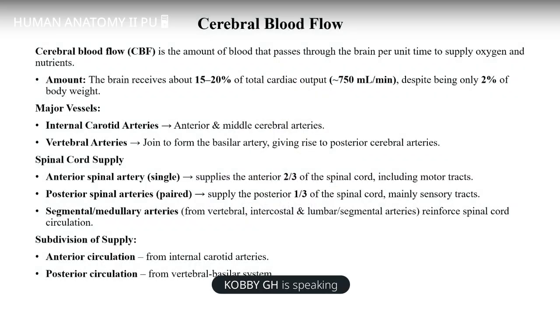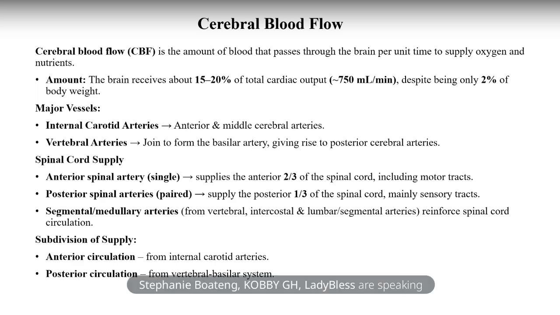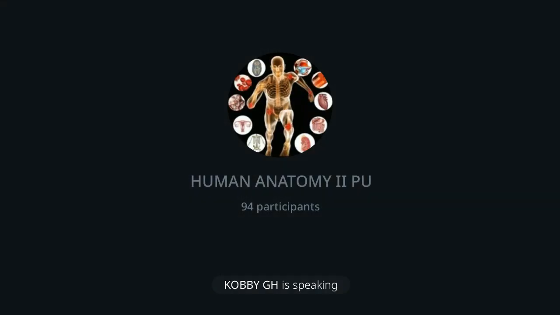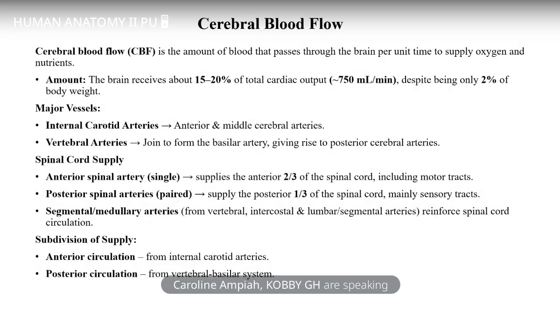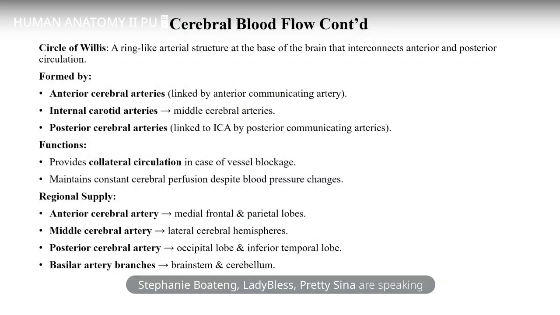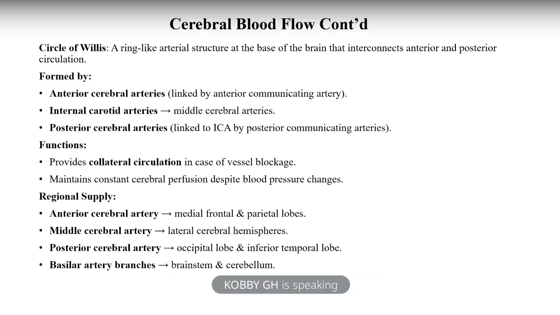And when the vertebral arteries join together, what artery does it form? The two vertebral arteries, when they join together, they form what artery? The basilar artery. Okay, good. What arteries form the circle of Willis? Mention the three arteries that form the circle of Willis. The anterior cerebral arteries, the posterior cerebral arteries, and the carotid artery. Excellent. So once you've gotten this, it means you are good to go.